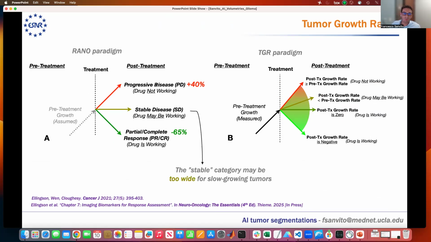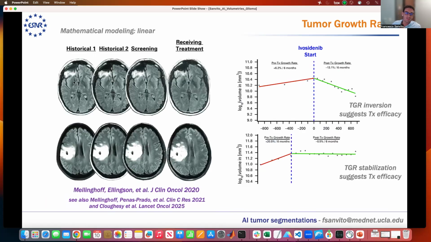Whereas RANO just compares this 40% growth, 60% shrinkage between two time points, the TGR, tumor growth rate paradigm, the thought is we want to fit the trajectory of growth before a certain treatment and then see how that trajectory changes when a treatment is started. So for instance, here with IDH inhibitors, we can draw a line before the treatment and then after.